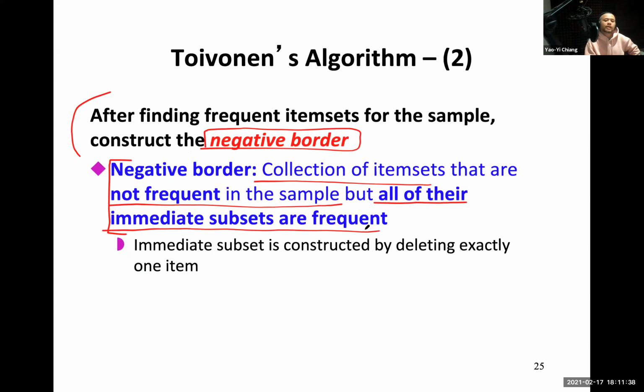So what does this mean? In the sample, they are not frequent. So the sample tells you they are not frequent. However, you have some other evidence here. All of their immediate subsets are frequent, so they could be frequent, right? So these are the things that we are not entirely sure. And the definition of the immediate subsets is just constructed by deleting exactly one item from an item set. I'll show you a couple of examples.